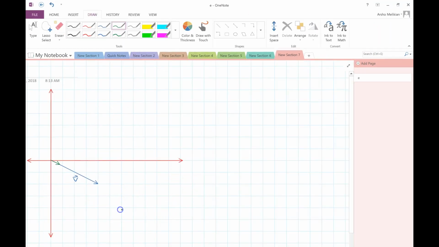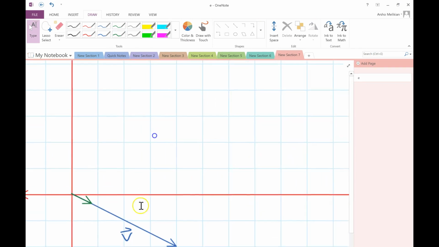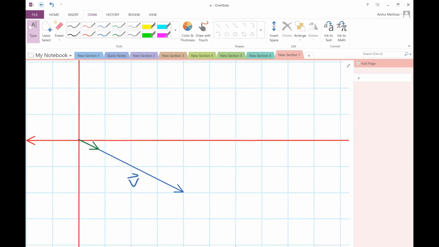So now, do you see the green one? That's the unit vector U. It's just a tiny little vector. All it does is point you in the right direction. It doesn't give you a magnitude. So this is the little tiny unit vector U. And if I were to do Pythagorean theorem on this, that diagonal side would have a length of 1.